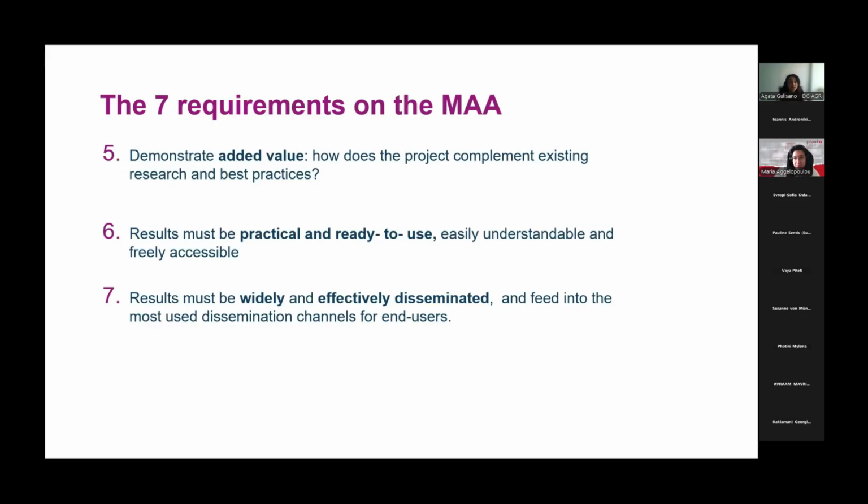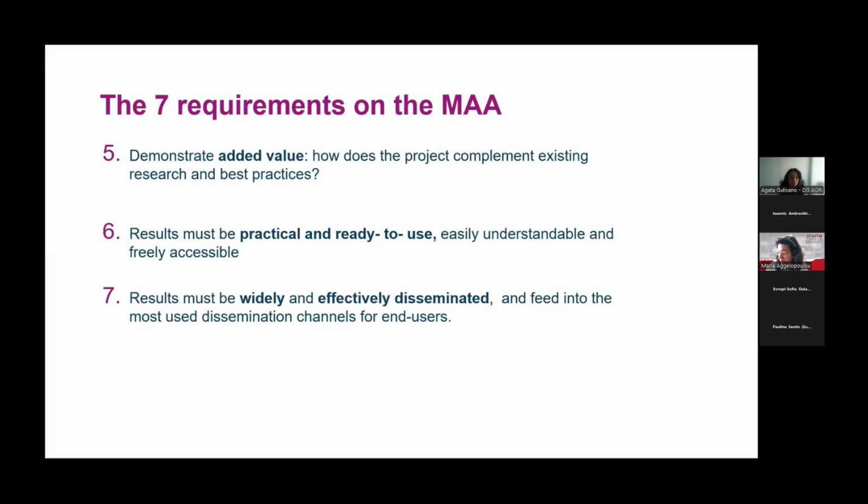we're not going to reinvent the wheel, and we are not going to redo what other projects have already done. Results must be practical and ready to use, easily understandable and freely accessible. And this is a main goal of the multi-actor approach. I mean, this is kind of the reason why we do this, to have results that are closer to their users. And they must be widely and effectively disseminated. And that's why I reiterated earlier, try to also include actors that can act as multipliers, because that contributes to the dissemination way more than a website will, even though that is also important. But I think we all know that to reach practitioners on the ground, we also need multipliers at the national level. Organizations that users trust and use as a reference to learn and innovate.